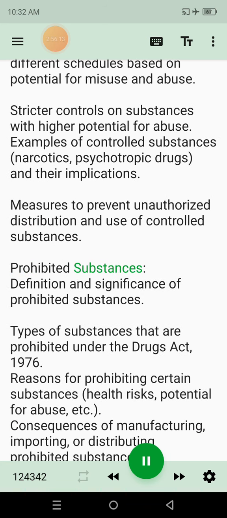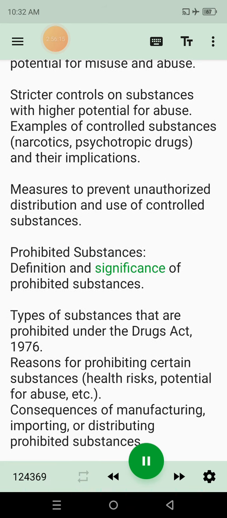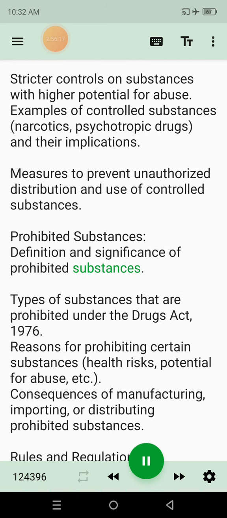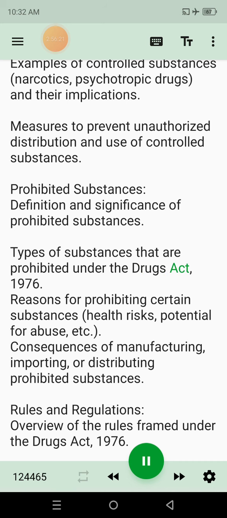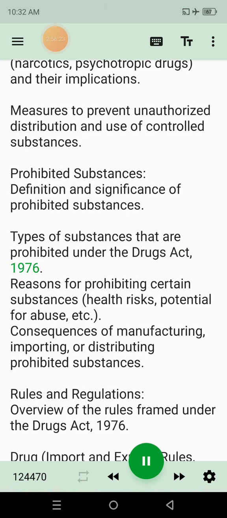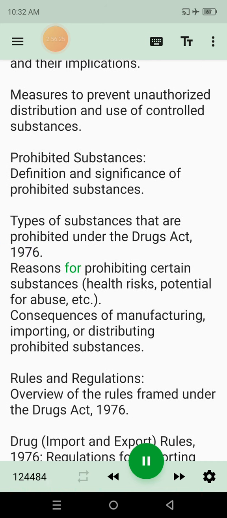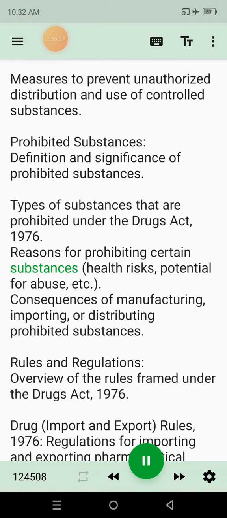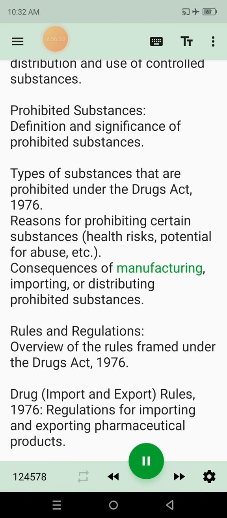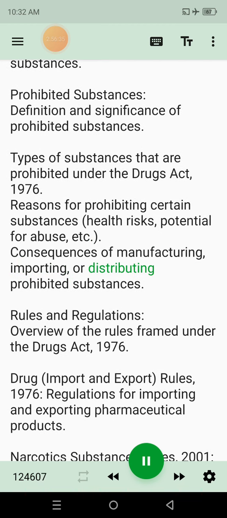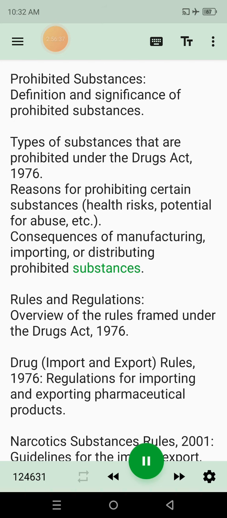Prohibited substances. Definition and significance of prohibited substances. Types of substances that are prohibited under the Drugs Act, 1976. Reasons for prohibiting certain substances, health risks, potential for abuse, etc. Consequences of manufacturing, importing, or distributing prohibited substances.